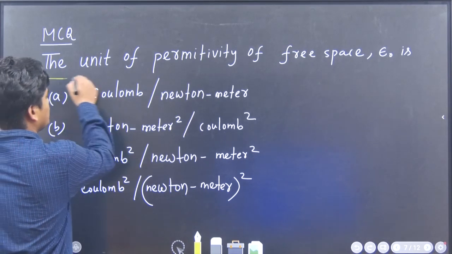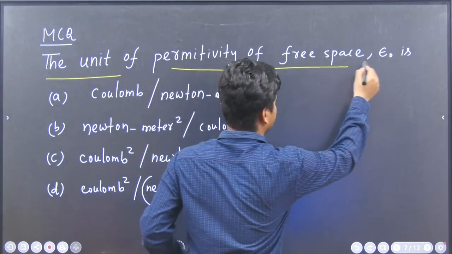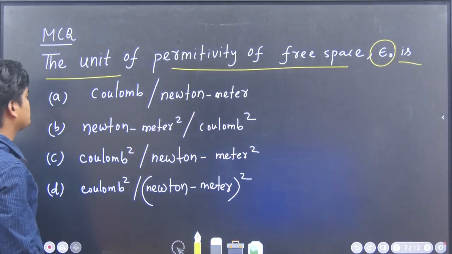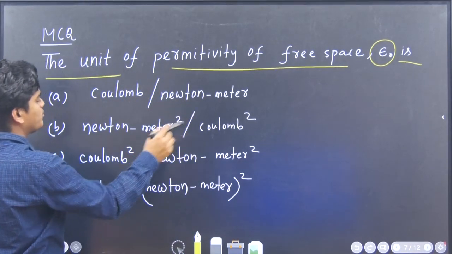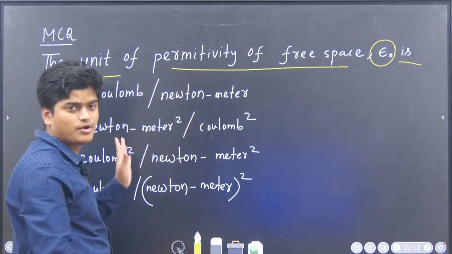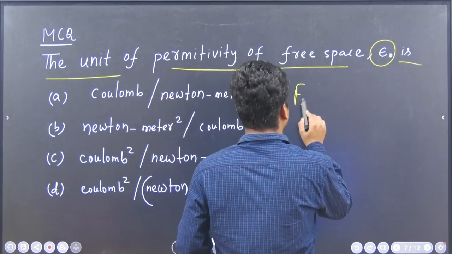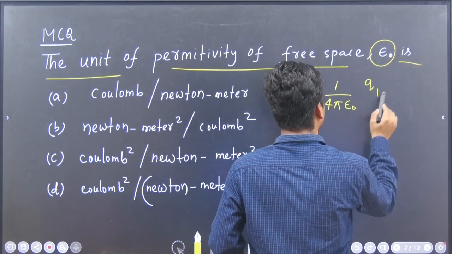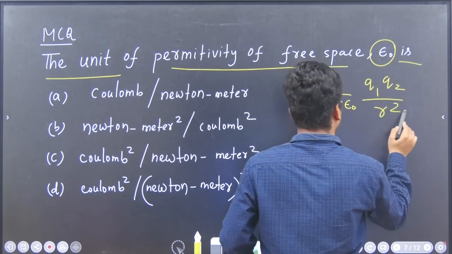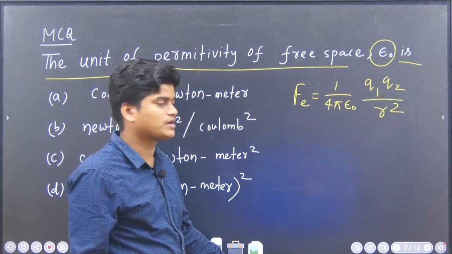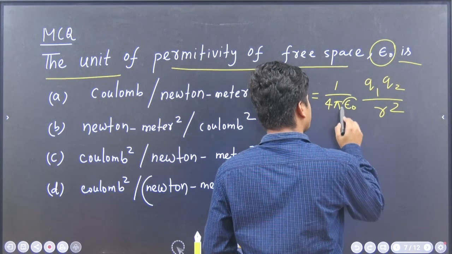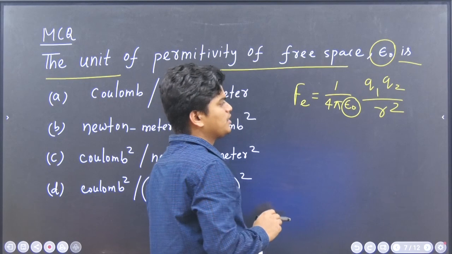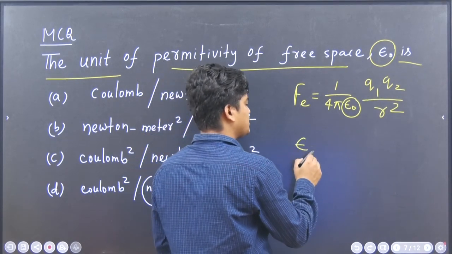Now here they are asking the unit of permittivity of free space, that is epsilon naught. Okay, this is also a previous year NEET question. Now here they are giving some options like coulomb, Newton, meter, coulomb square meter, Newton. Okay, you remember the electrostatic force formula, 1 by 4 pi epsilon naught Q1 Q2 by R square. Now this is called epsilon naught, and this is your Q1 Q2, the charge. Now if you want to find epsilon naught, then what is it?